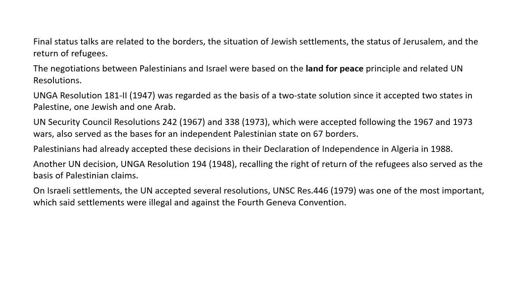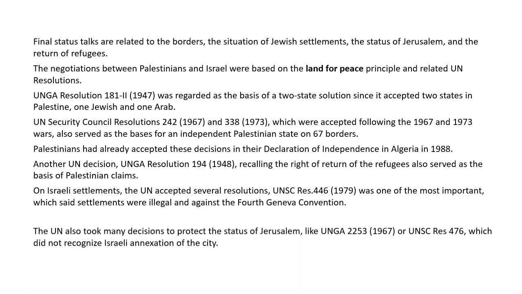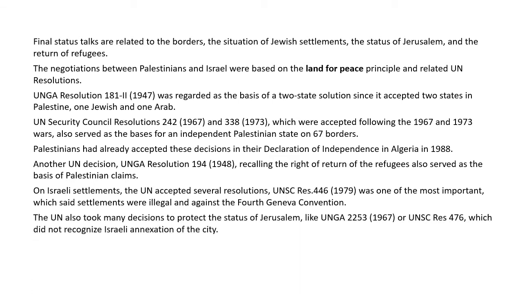On Israeli settlements, the UN accepted several resolutions. UNSCRES 446, 1979, was one of the most important, which said settlements were illegal and against the Fourth Geneva Convention. The UN also took many decisions to protect the status of Jerusalem, like UNGA 2253, 1967, or UNSCRES 476, which did not recognize Israeli annexation of the city.